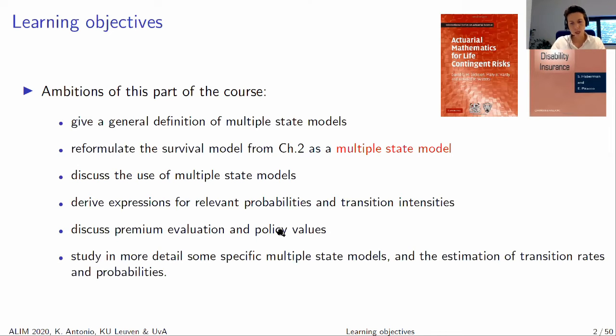And then if time allows, with the slight adjustment that will be made to the final week of the academic year, because we're not going to do new content in the last week, we'll see how far we get. But my intention is to also discuss the estimation of these transition intensities in the multiple state framework. Okay.